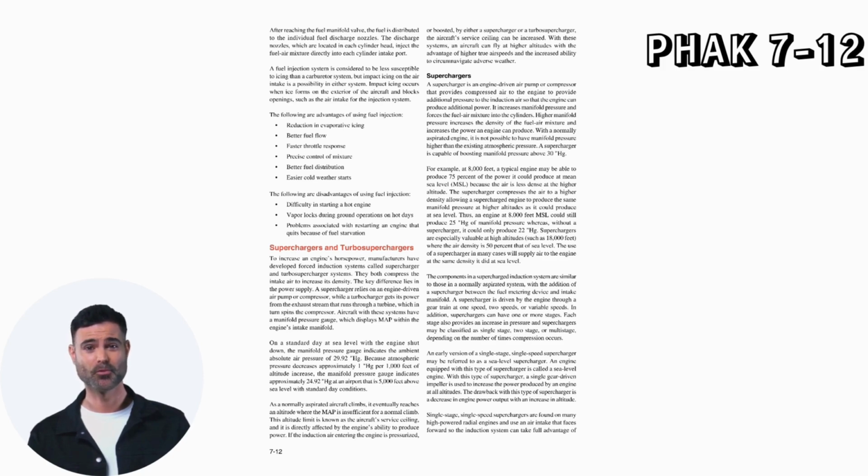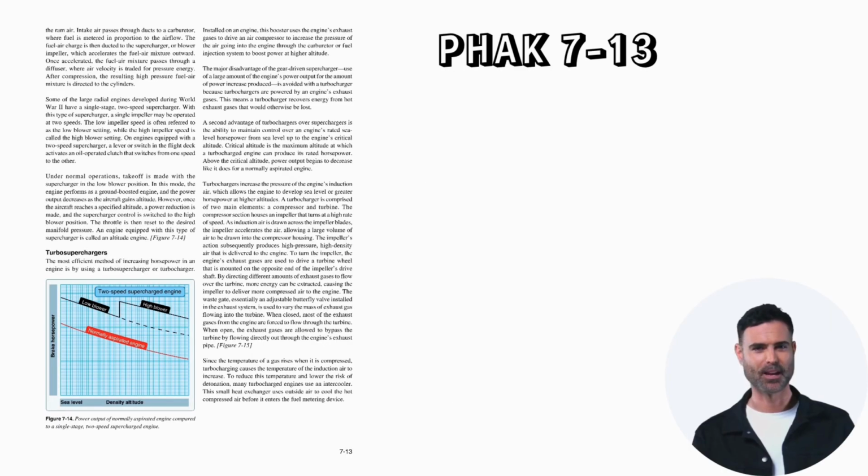Single-stage, single-speed superchargers are found on many high-powered radial engines and use an air intake that faces forward, so the induction system can take full advantage of the ram air. Intake air passes through ducts to a carburetor, where fuel is metered in proportion to the airflow. The fuel-air charge is then ducted to the supercharger, or blower impeller, which accelerates the fuel-air mixture outward. Once accelerated, the fuel-air mixture passes through a diffuser, where air velocity is traded for pressure energy. After compression, the resulting high-pressure fuel-air mixture is directed to the cylinders.